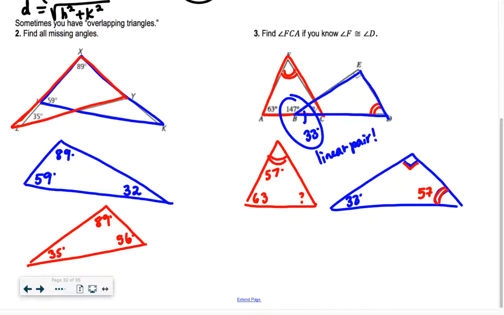Yeah. So 57 plus 63 is 120. So what's this one? 60 degrees, right? Does that make sense? Do you guys get how we do overlapping triangles?